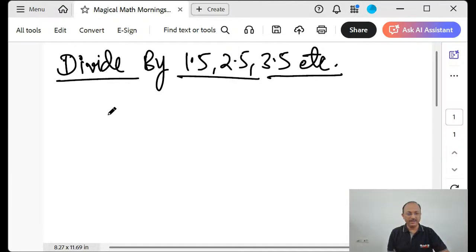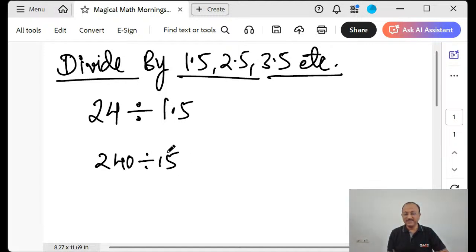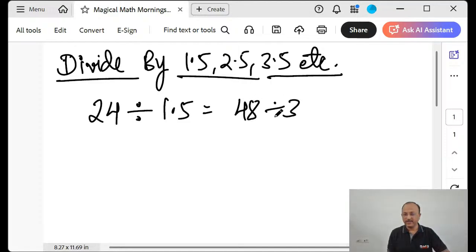Suppose we take a simple number like 24, you want to divide by 1.5. Dividing by 1.5 is a difficult thing. Some people do it in the way that 240 divided by 15, but this is a little lengthy. This method I don't recommend. Instead of this, just double 1.5. 1.5 will become 3. And if this is doubled, for keeping the division the same, this also has to be doubled, correct? 48. 48 divided by 3 is how much? 16.